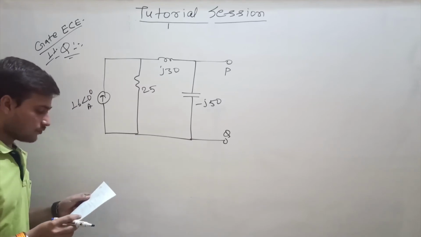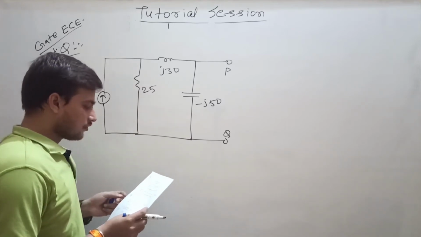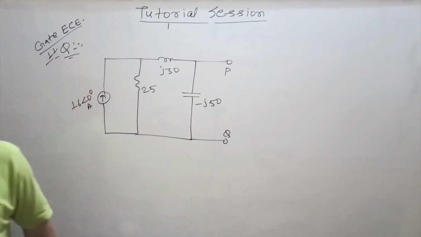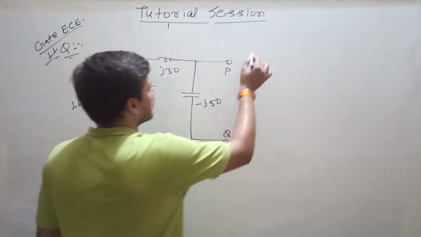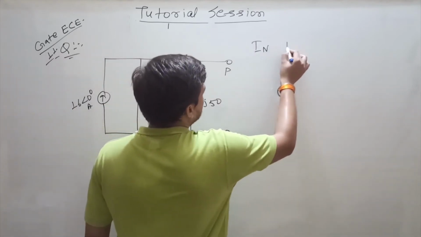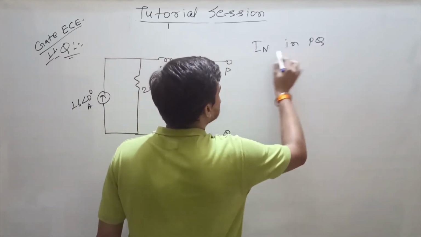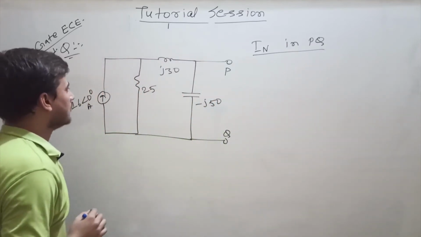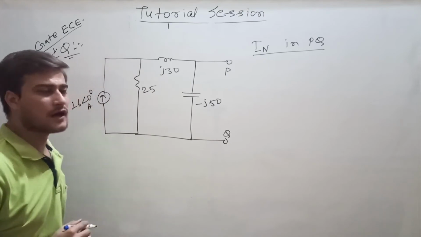What you have to do? You have to find Norton's equivalent current in ampere with respect to terminals P and Q. You have to find IN. So let us see how to find current IN.